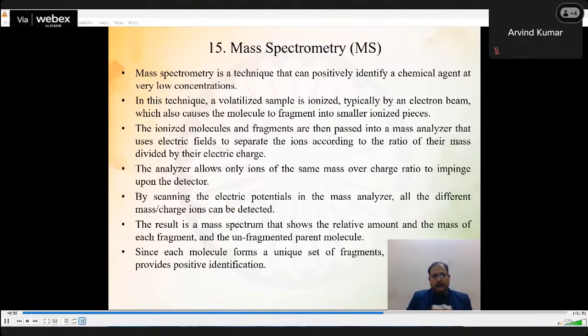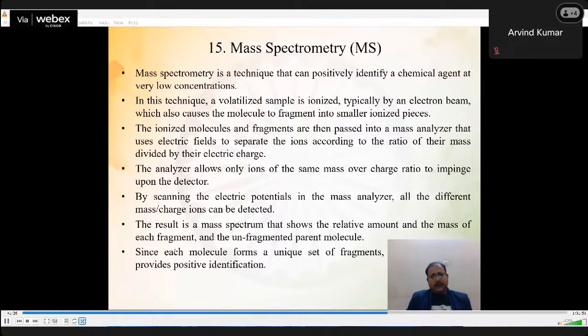Next is a term you have learned: spectroscopy. Mass spectroscopy is a technique that can positively identify a chemical agent at a very low concentration. Those who are from a chemistry background can easily understand mass spectroscopy, and even have done this in their labs.